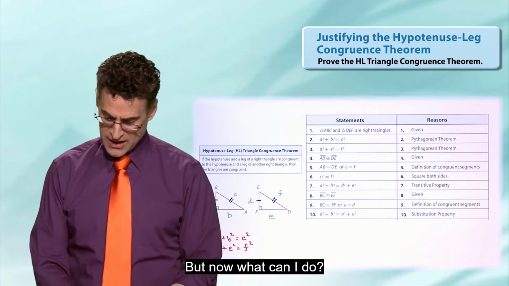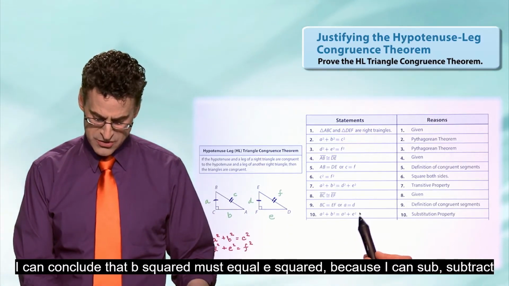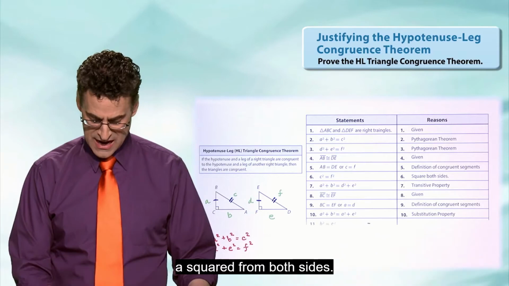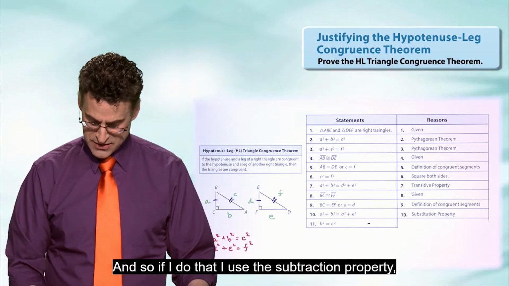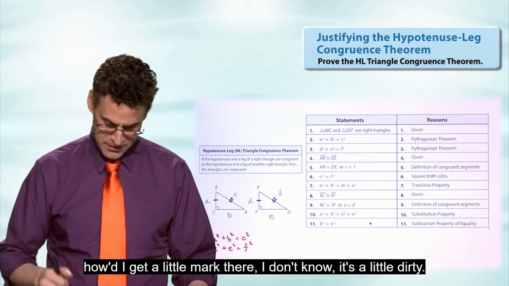But now, what can I do? I can conclude that B squared must equal E squared because I can subtract A squared from both sides. And so if I do that, I use the subtraction property. How did I get a little mark there? I don't know. It's a little dirty.